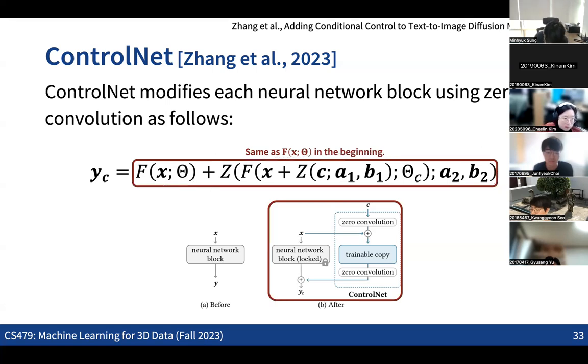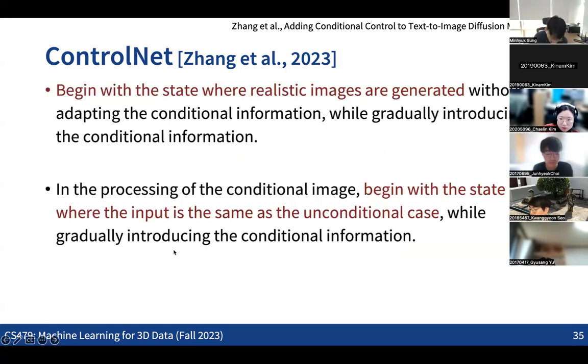So this is a very practical idea for how we start from good results before running any fine tuning. The basic thing is that we want to start the fine tuning process in a way that, before running any fine tuning, the initial state of the neural network is exactly the same as the unconditional diffusion model.